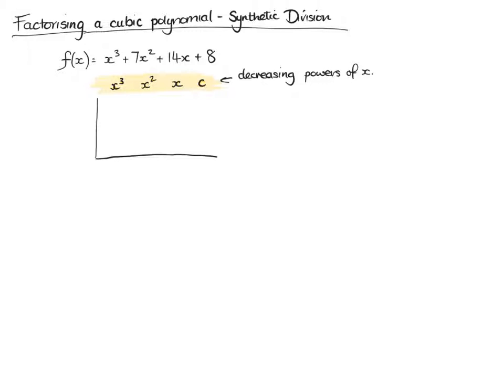Okay, so that's what we're always doing when we're doing synthetic division. We always put them in order of decreasing powers of x, and you can't miss any powers of x. Okay, our next column in our table is our coefficients. So next in goes our coefficients.